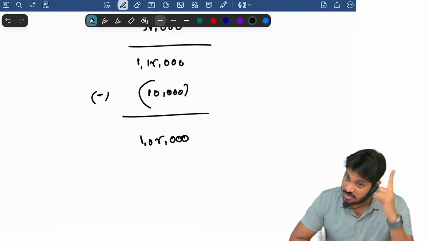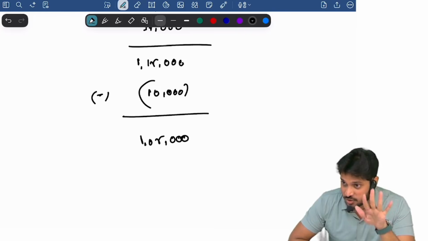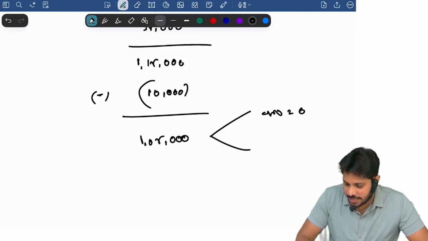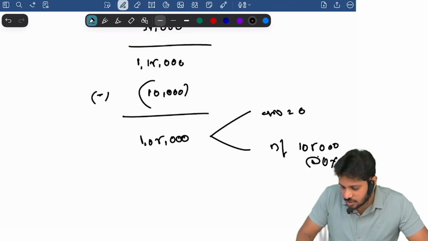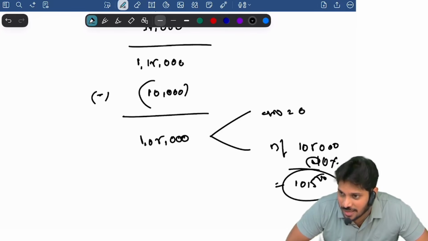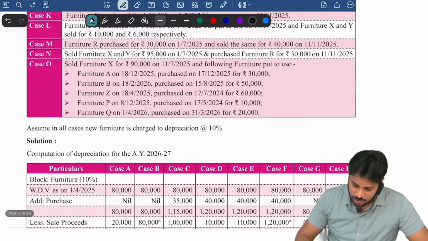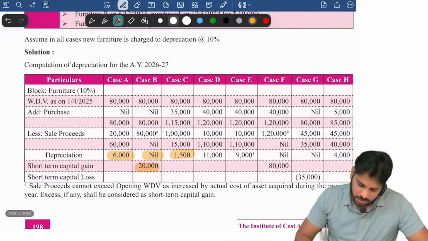Value is positive. Part of a block is still existing as on 31st March. Therefore, I will claim depreciation less than 180 days, 0. Balancing figure 1,05,000, which is depreciable at 10%. So depreciation is how much? 10,500. The same logic. Yes or no? So what is the depreciation amount? 11,000.